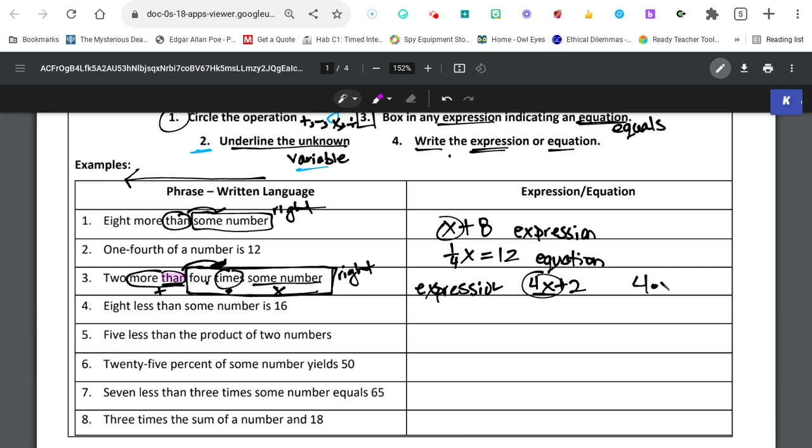I could have done this. Or I could have done this. All that means multiply, okay? But I choose to match it together because it also means multiply. 4 times some number. And then I go over here.